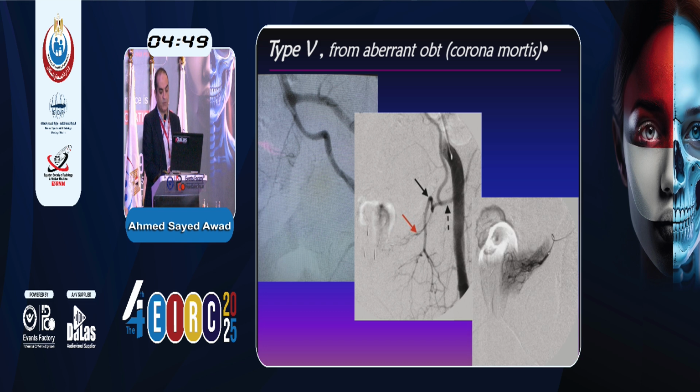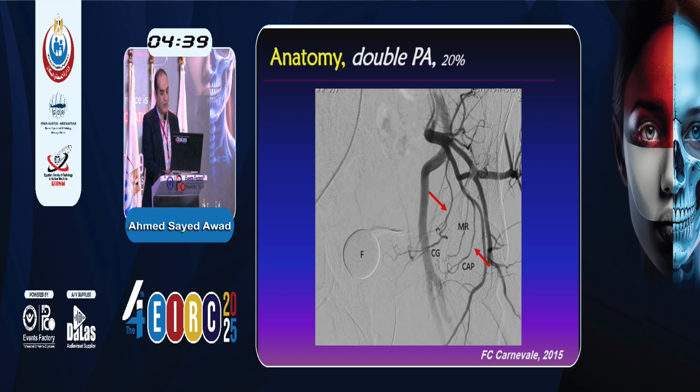The aberrant obturator is called the corona mortis, as it crosses over the superior pubic ramus, and here it is more liable to bleed with fractures or during operations. In 20% of cases, a double arterial supply on the same side can occur. In this case, type 1 is seen arising with the superior vesical, and type 4 from the internal pudendal.